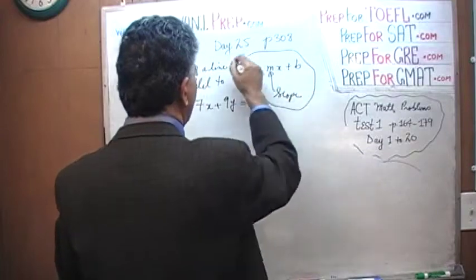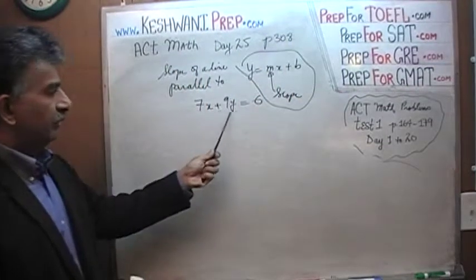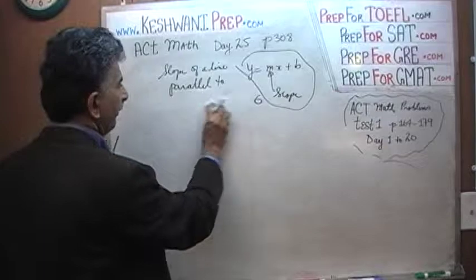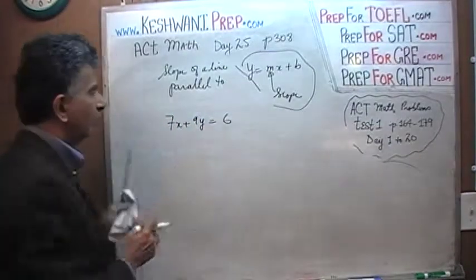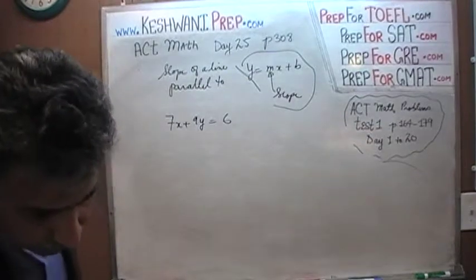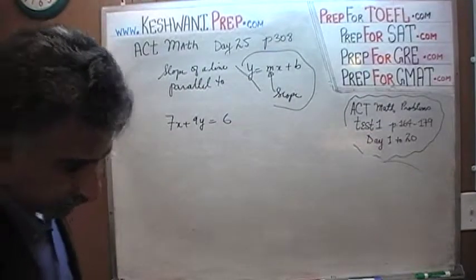So we need to put it in this form. In other words, we need to solve this equation for y. Let's put it here: 7x plus 9y equals 6. And we just have to solve for y, that's all it is. Is that the right equation? There you go.